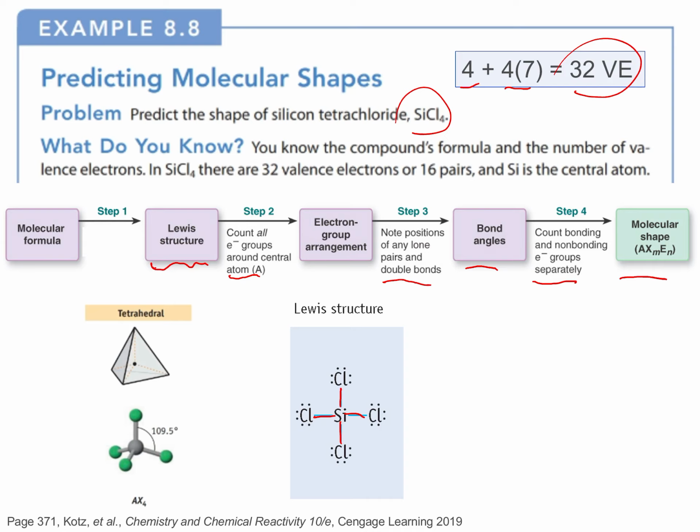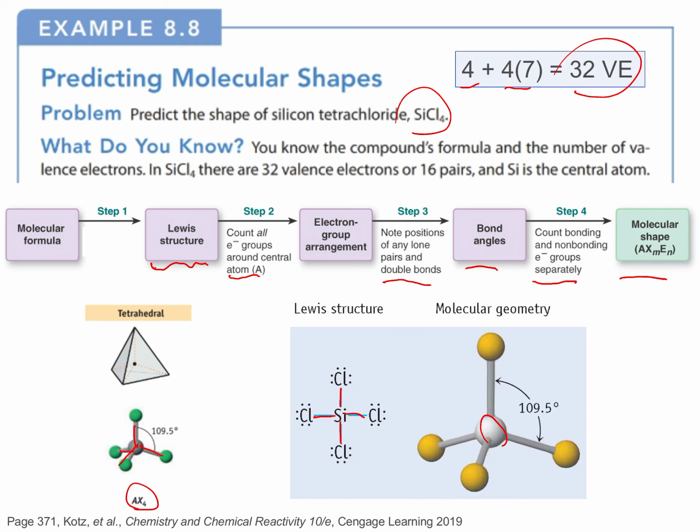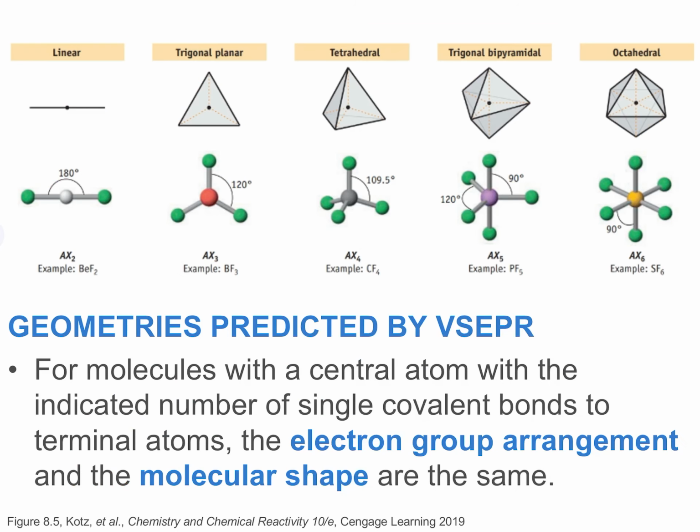So that means that forms the corners of a tetrahedron because we've got these 1, 2, 3, 4 regions. So silicon tetrachloride has the formula AX4, which means A is the central atom, which is the silicon, and the X is the 4 chlorines. So if we build a model of silicon tetrachloride, it's going to look like this. You'll have the silicon in the center, and you'll have 1, 2, 3, 4 single bonds to chlorine, and all of those bonds will have a bond angle of 109.5 degrees.